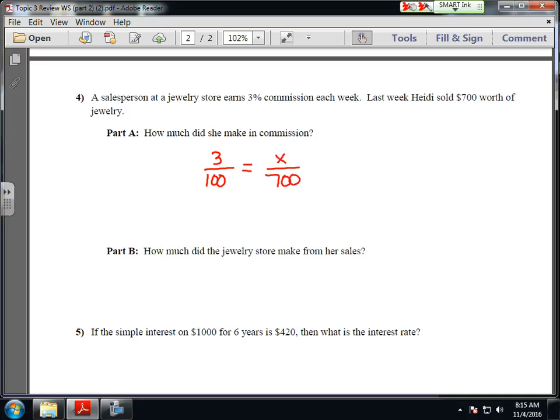Go ahead and solve this problem. We'll give you a minute or two to do it, and then turn the recording back on and we'll talk about part B.